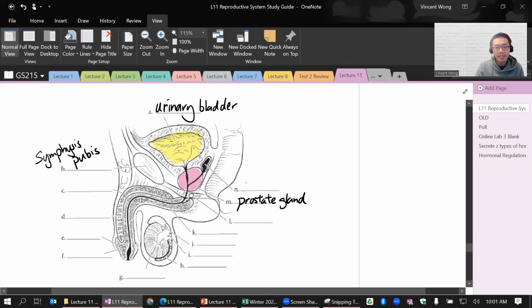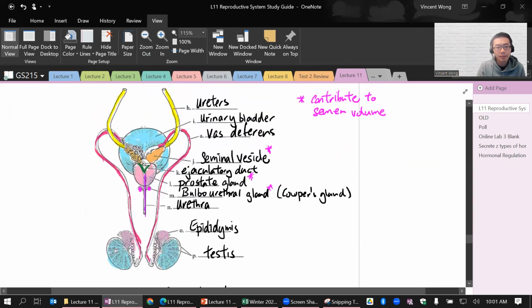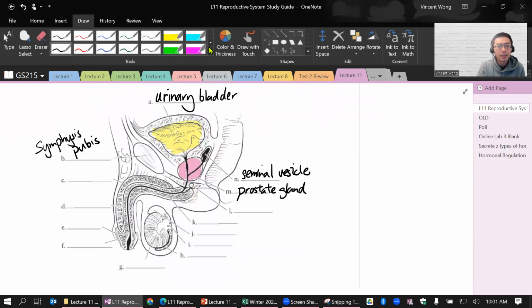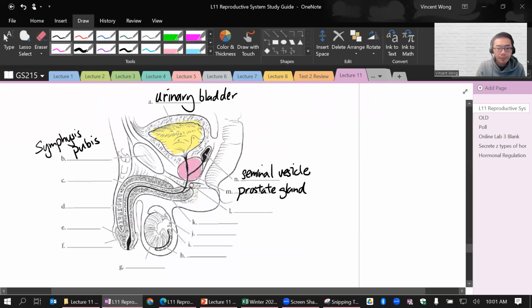Now there is the seminal vesicle. There are two, one on each side. You can see the seminal vesicle right here, kind of at the back of the prostate. And there is the bulbourethral gland, which is right here.